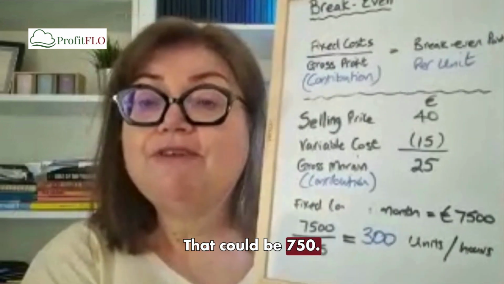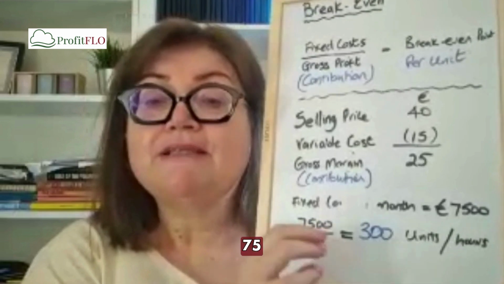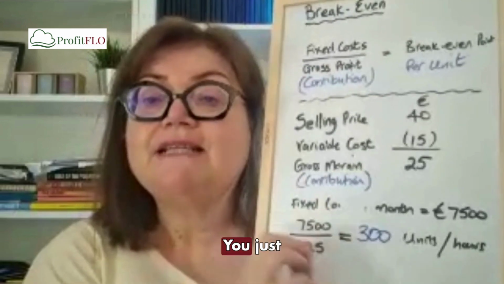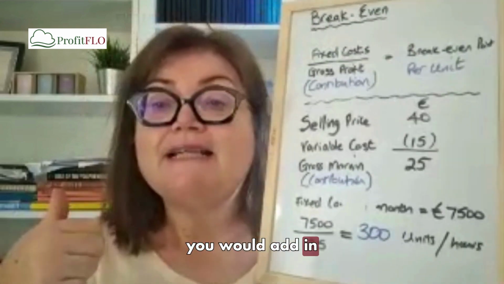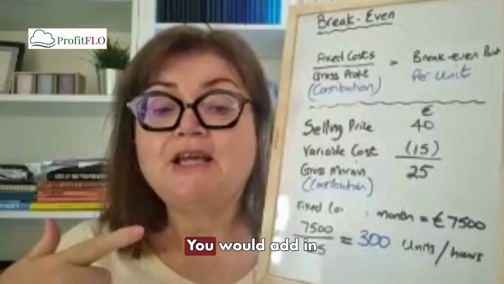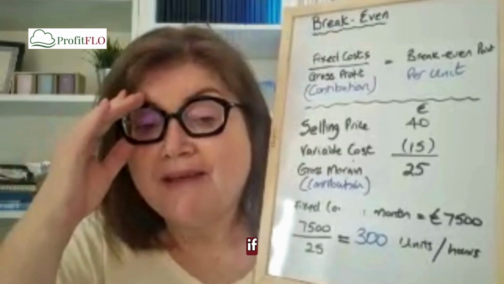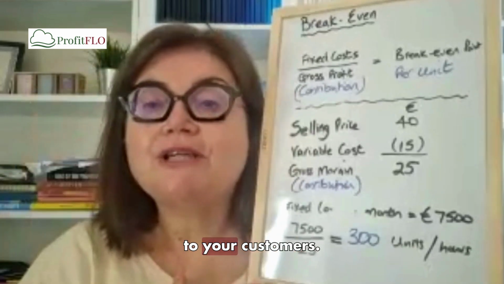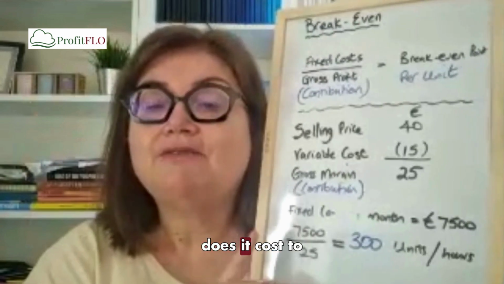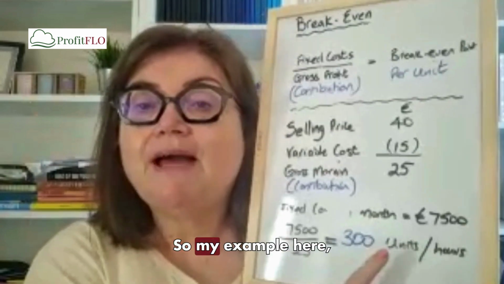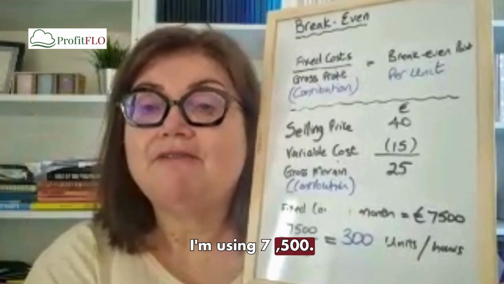That could be 750. It could be 75,000 a month. You just need to know how much it costs to run your business. So you would add in, if there was electricity, you would add that in. You would add in if it costs you travel to your customers, you would add all of these overheads in. How much per month does it cost to run your business? So in my example here, I'm using 7,500.